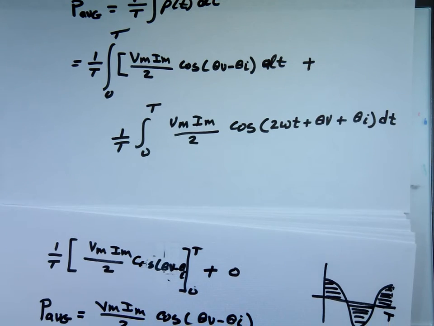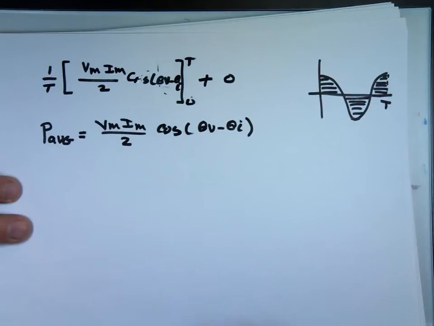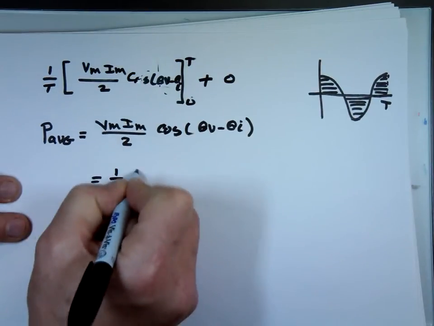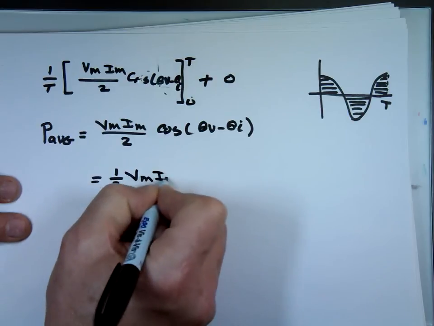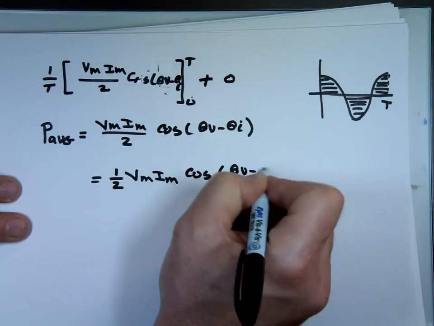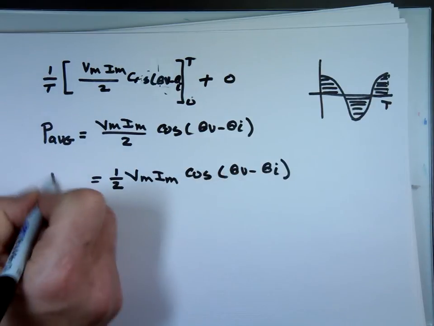And the equation you'll see in almost every circuit book, it's 1/2 instead of over 2. Some people use 1/2, some people over 2. But 1/2 V max I sub max cosine θV minus θI. That's the average power.